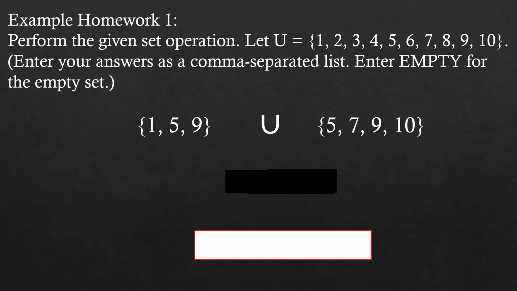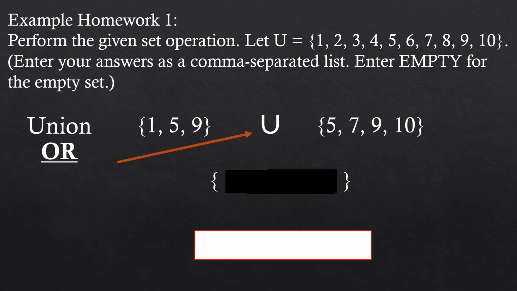They give you the operation U, which is for union, okay? So that means that you're looking for a union, which means or. So it's anything that is in this first set or the second set. The way that I usually do this is that I go through and list all of the numbers. And so I'm going to come down here and create my new set, which is going to be my answer.